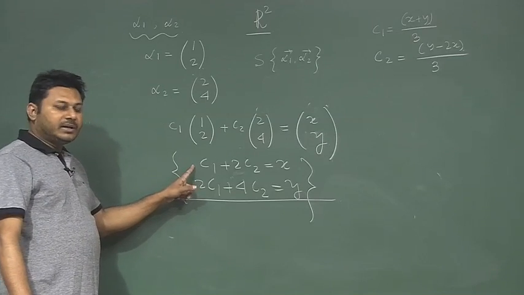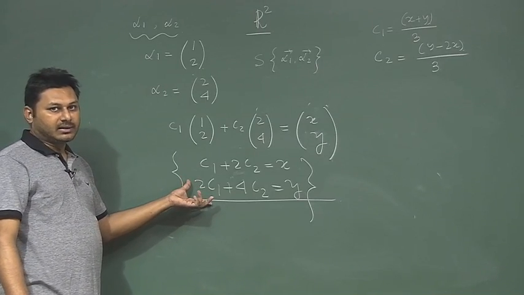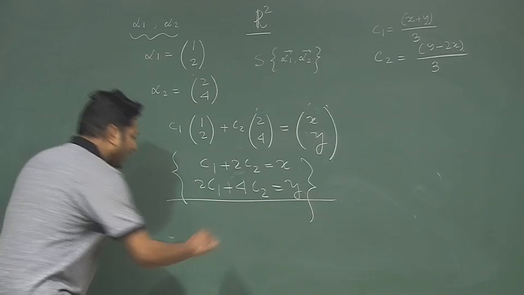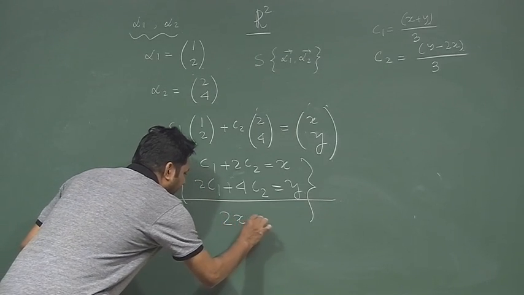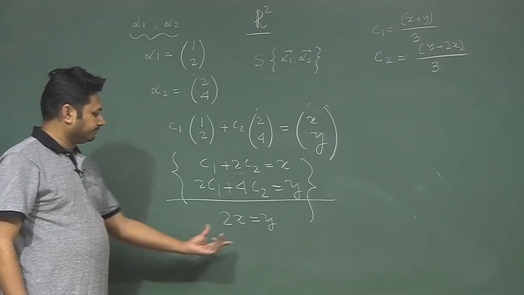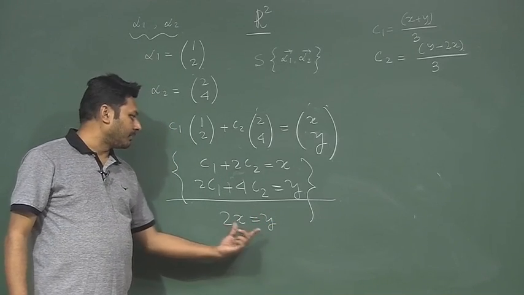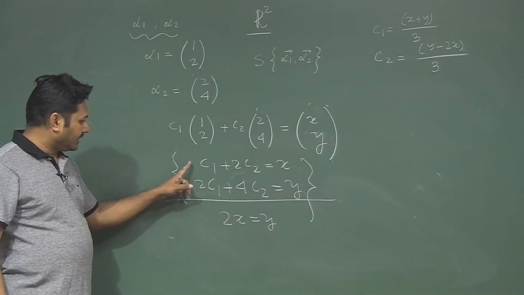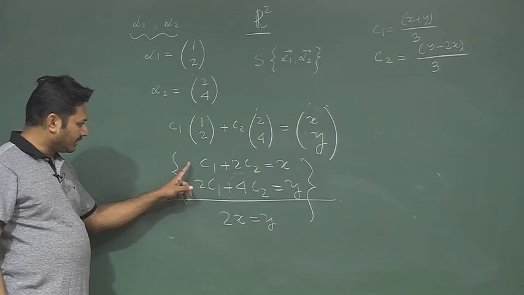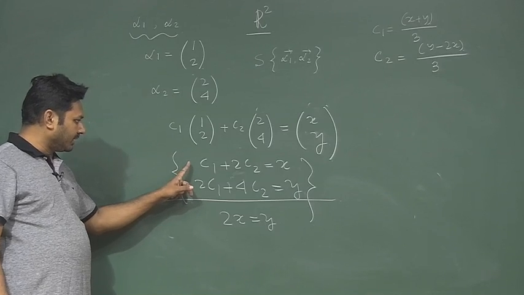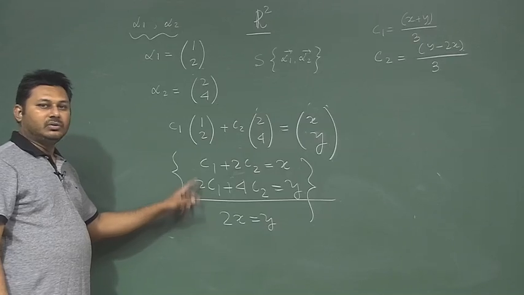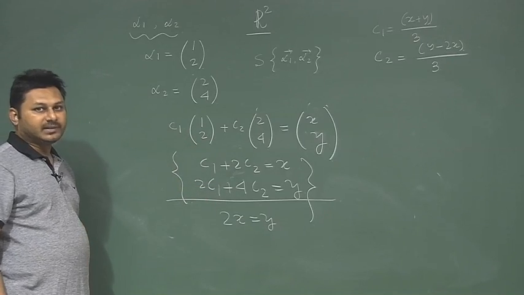If you want to solve that, you are not going to get any solution, because if I multiply by 2 here, then I will have a relation 2x is equal to y. This relation is what I will end up with. When you multiply by 2 and try to solve, you will never find a solution.